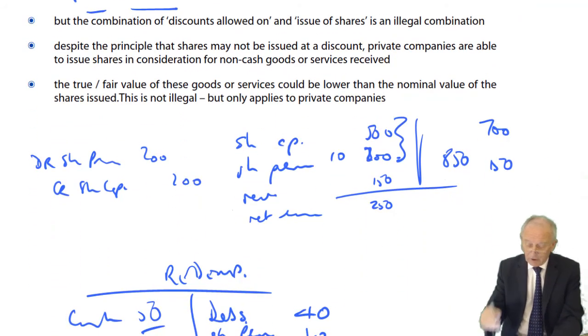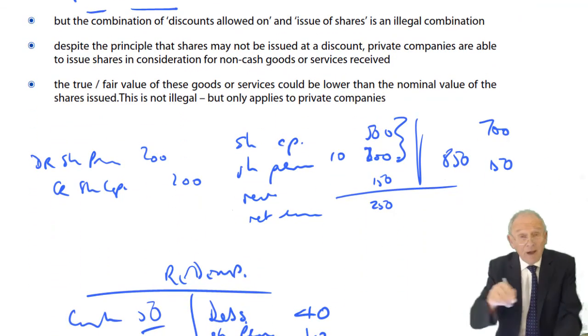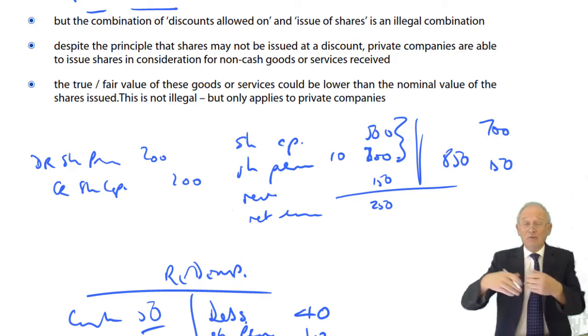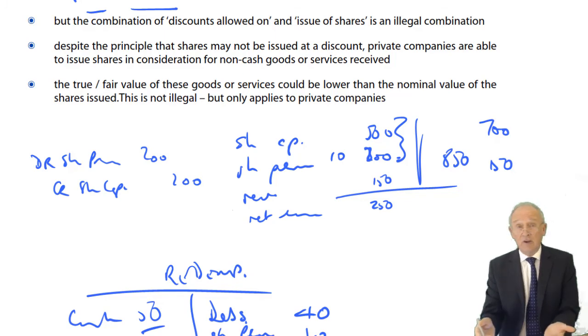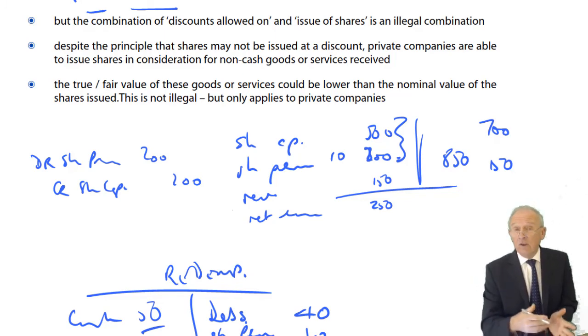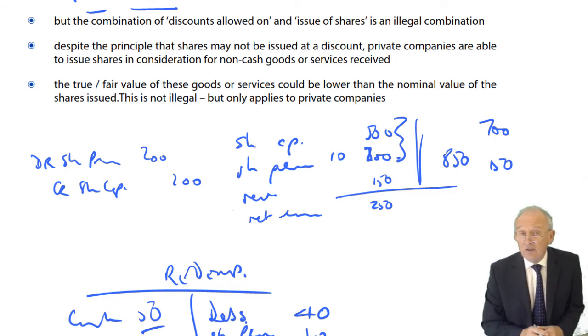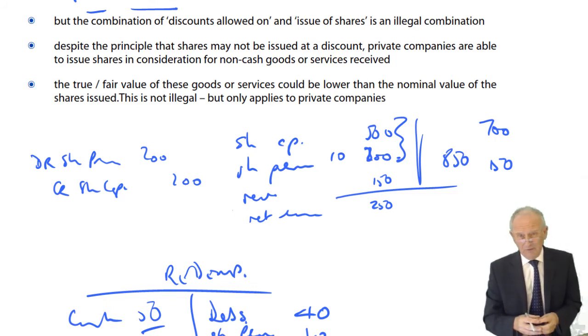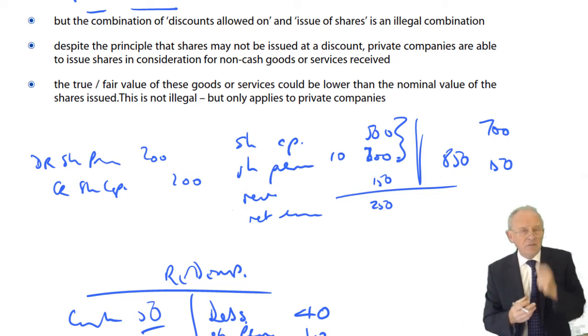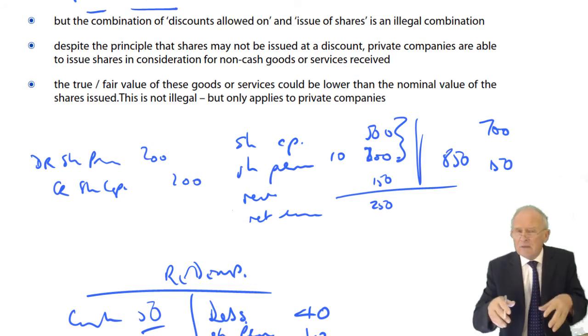Despite the principle that shares may not be issued at a discount, private companies can. Private companies can issue shares with nominal value of, say, 100, and in exchange receive goods or services that are worth less than 100. So it is available for private companies to issue shares where the consideration received is at an undervalue. But it doesn't mean that we have to treat it as an undervalue.